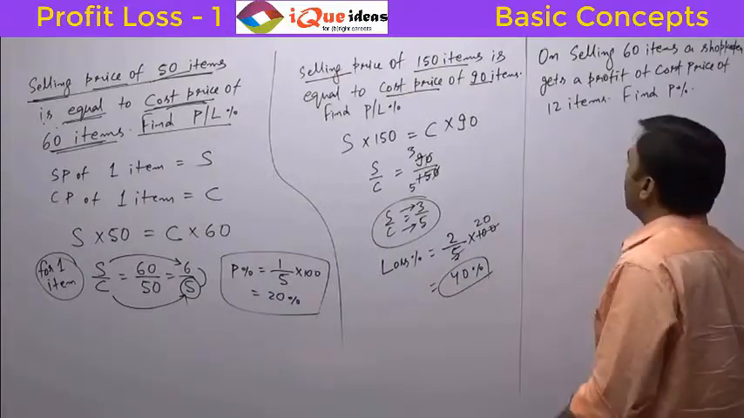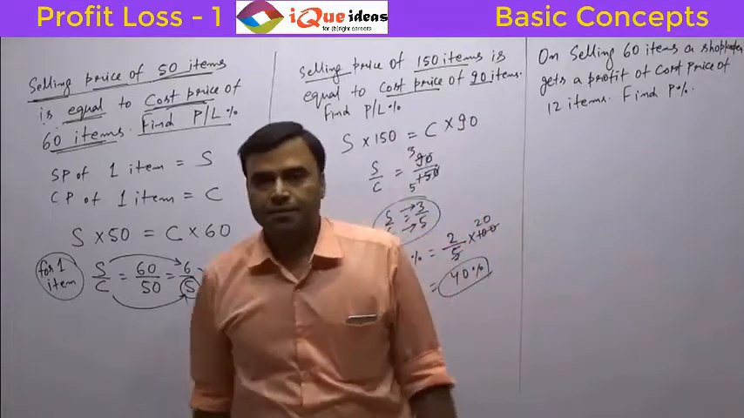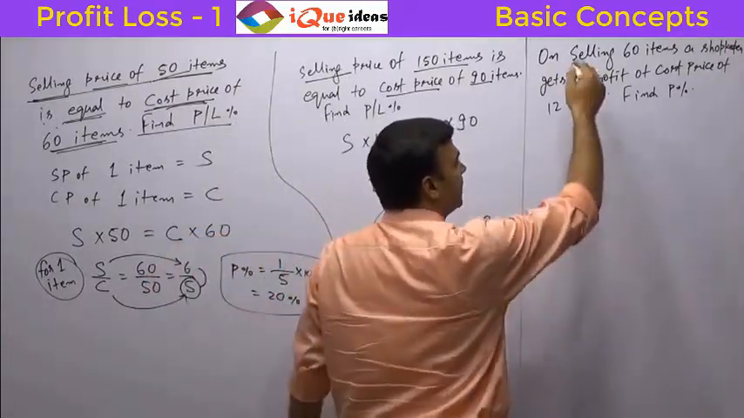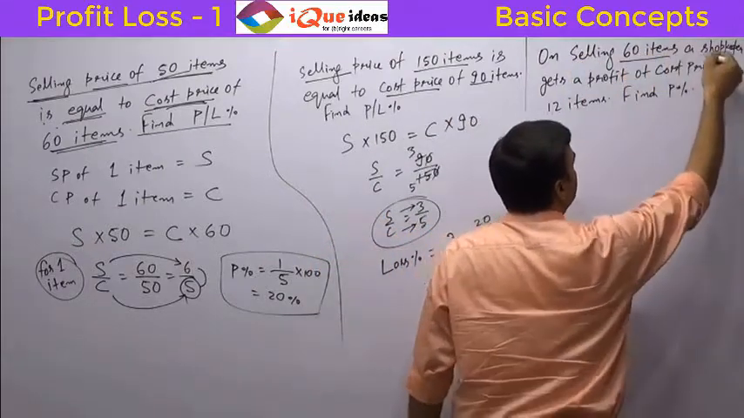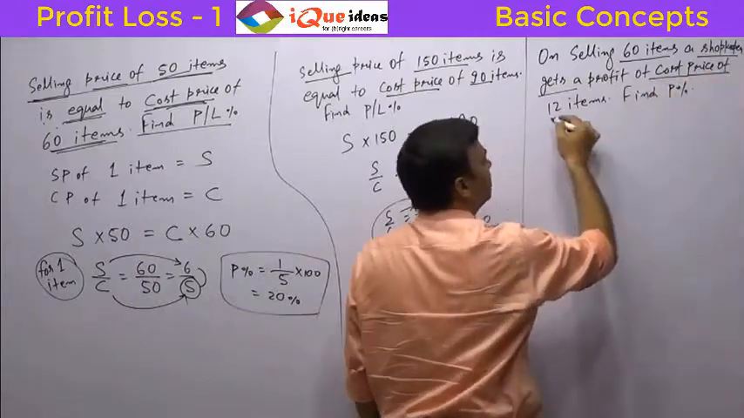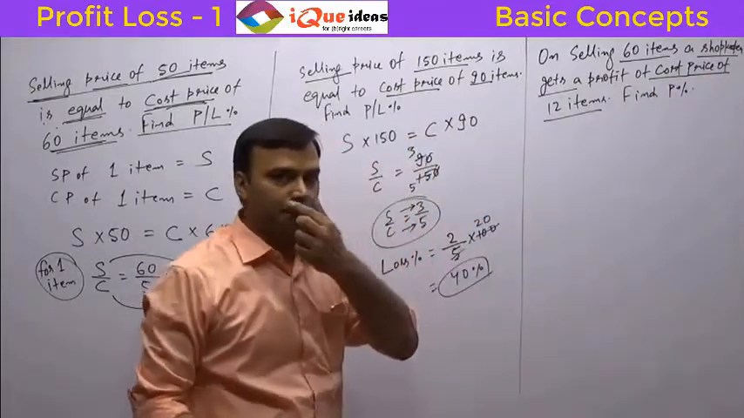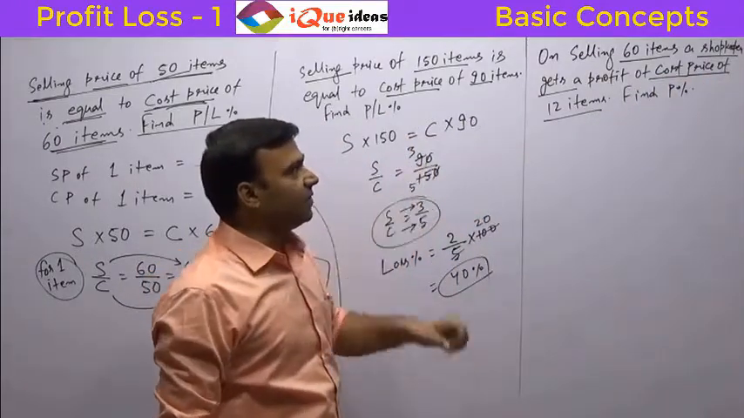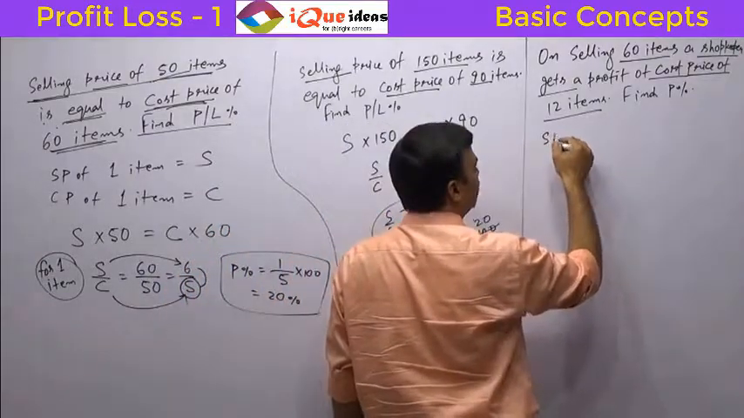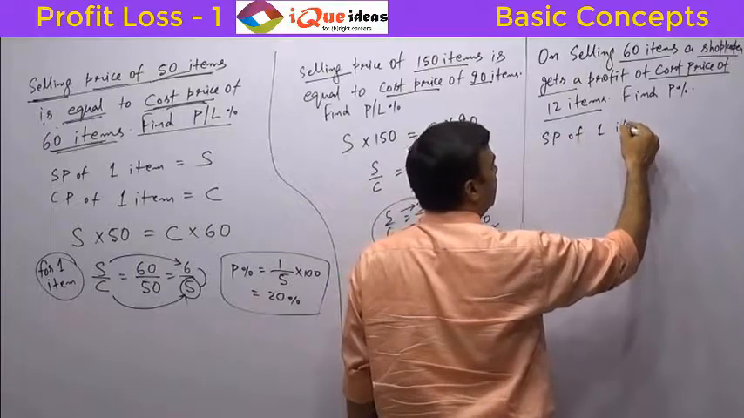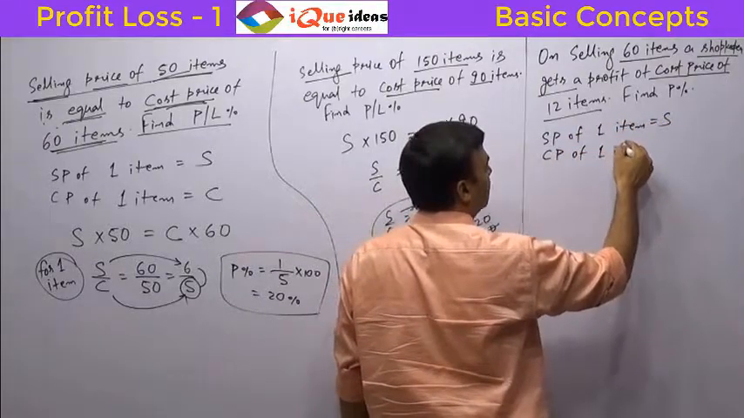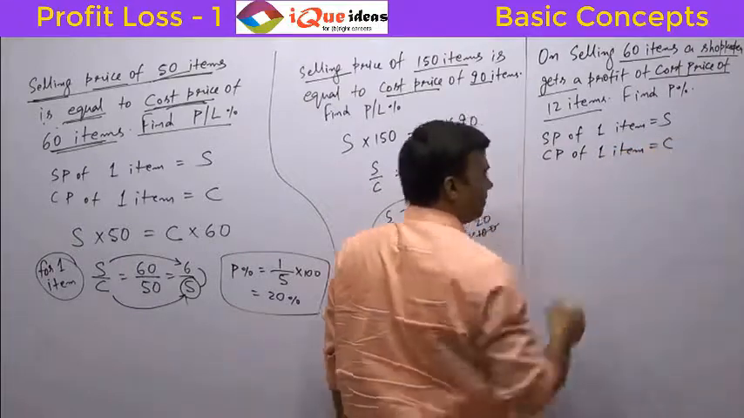Alright. Now let's look at this question. Right? This is also an extension of the topic that we have been doing till now. On selling 60 items, a shopkeeper gets a profit of the cost price of 12 items. What does this mean? What is the total number of items sold? 60 items, right? So if I assume selling price of one item to be S and cost price of one item to be C, what will happen?